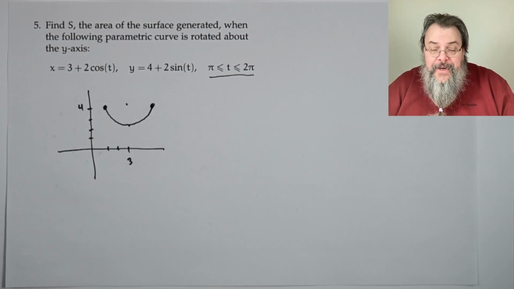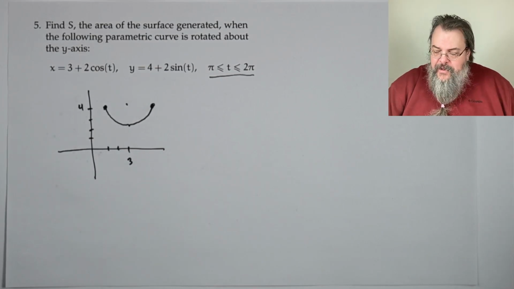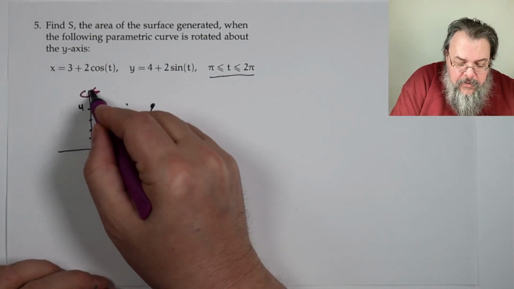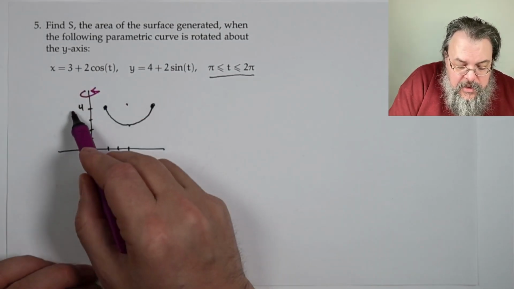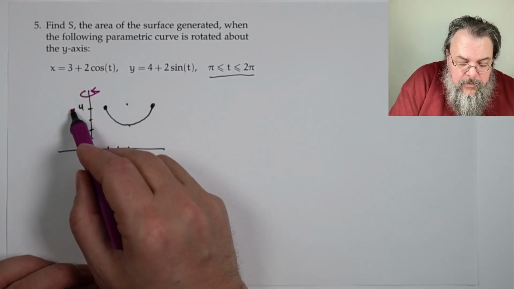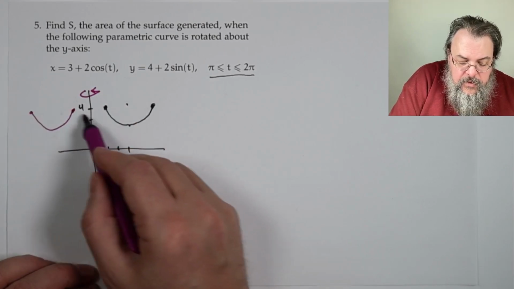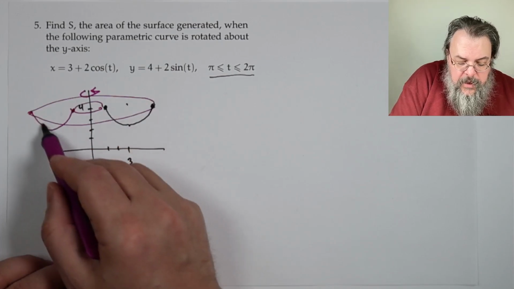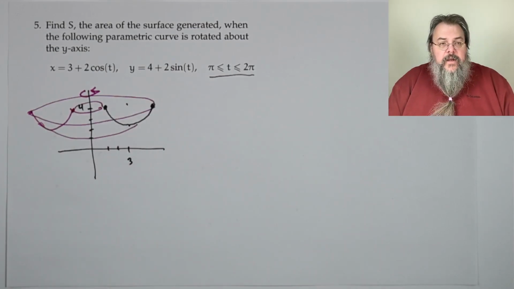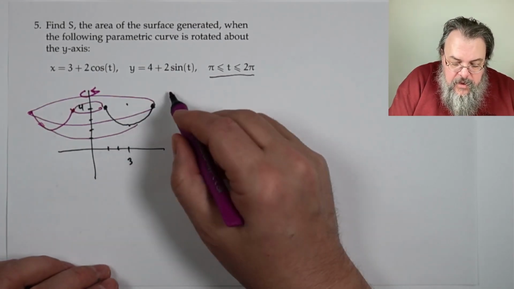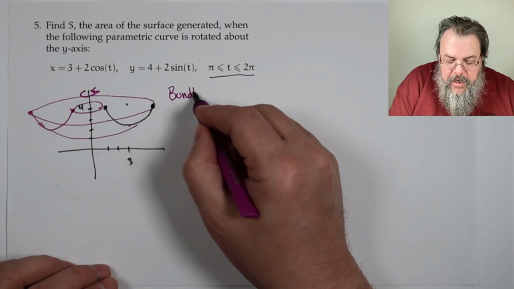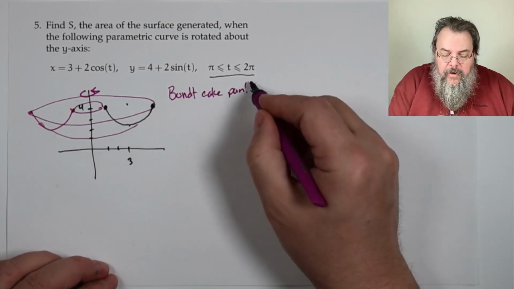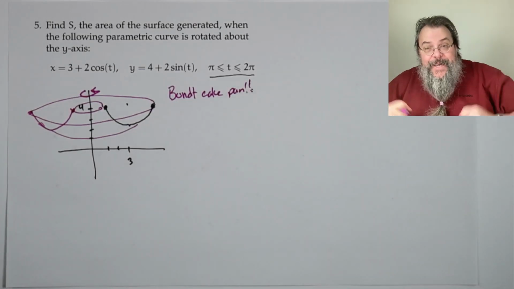Now, where are we spinning? We're spinning about the y-axis. Okay, so we're spinning here. And so what's going to end up happening is we're going to end up forming some sort of shape here. And you might say, wait a second, I know what this is. This is a bundt cake pan. Like, cool. Finally, math I can get behind.